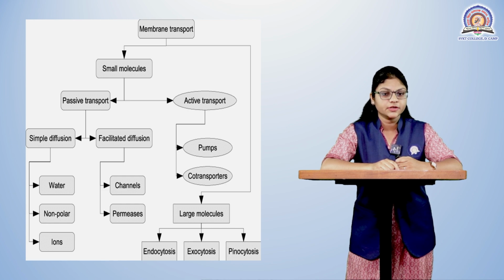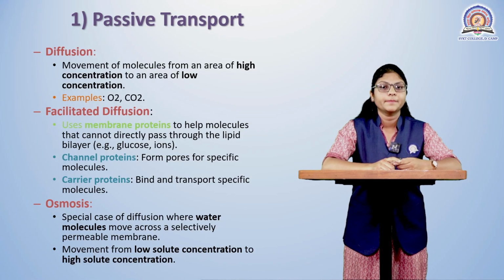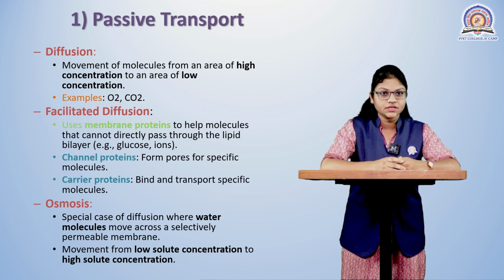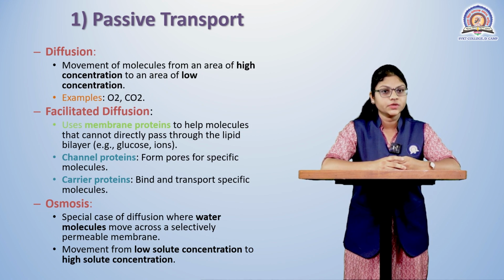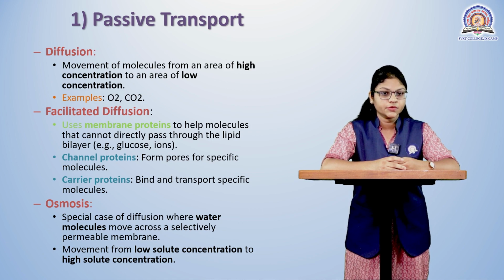One is endocytosis, second is exocytosis and third is pinocytosis. Let us discuss them in detail. Passive transport doesn't require energy and it is classified into different types: simple diffusion, facilitated diffusion, and third one is osmosis.